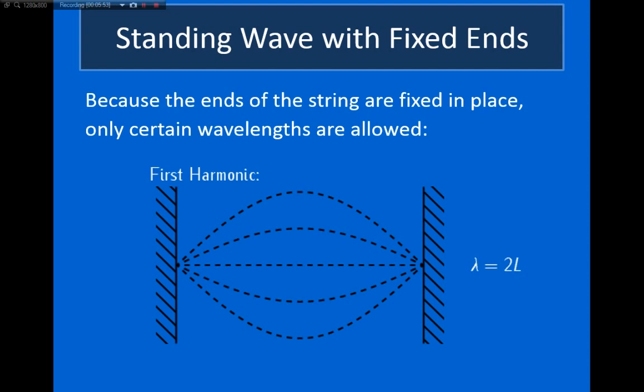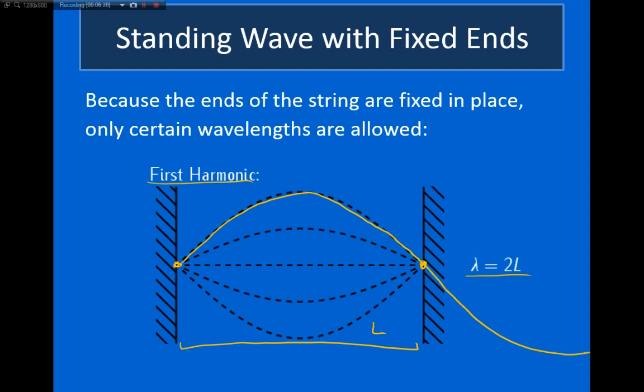Now, because a standing wave is formed by a string with two fixed points, there are only certain wavelengths that are allowed. The wave that has the largest wavelength is called a first harmonic. And we can see by looking at this that the first harmonic has a wavelength that's equal to twice the length of the string, where this here is the length of the string. Okay, and you can see we have 1/2 of an oscillation in that space.